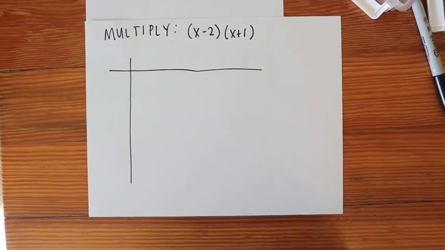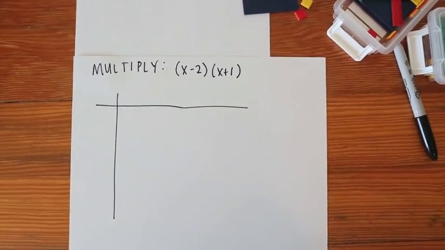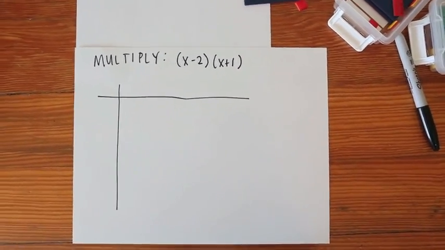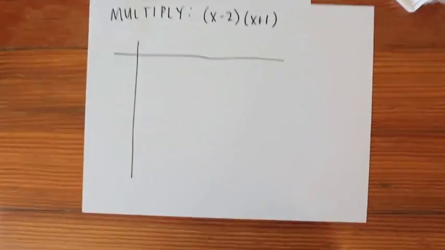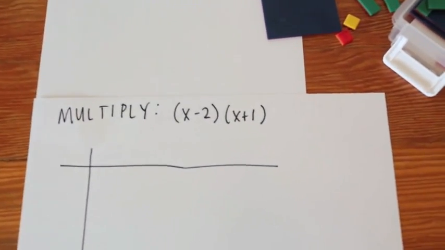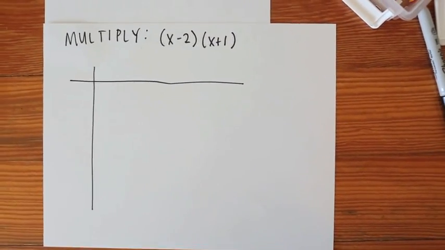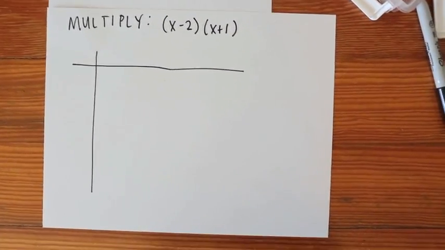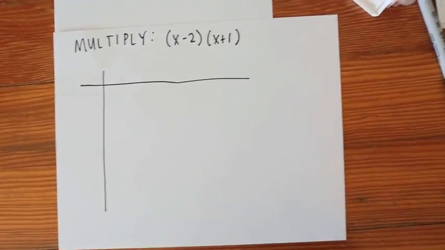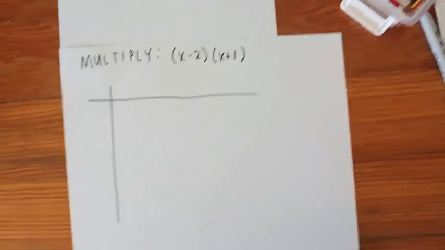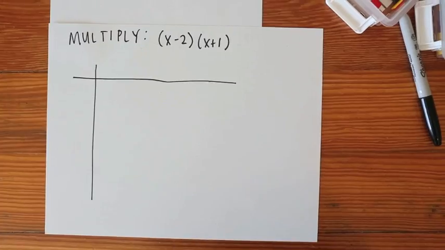Algebra tiles are good though for more than just combining like terms of polynomials. We can also multiply binomials. A binomial is just something with two terms just like that. So x minus 2, x plus 1. And we want to multiply these together. Well, in the traditional way of teaching, we would just teach our kids to distribute, which we totally can do. We want them to get there. But algebra tiles can be a great way to just kind of reinforce that.